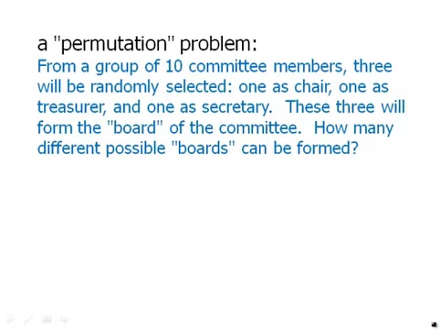So what do I mean by this? Well, think about the fundamental counting principle. We have 3 slots: chair, treasurer, secretary. For that first slot, the chairperson, there are 10 people we could pick. If we're picking randomly, any of the 10 could be the chairperson. Once we pick that chairperson, that person's out, but we have 9 people left, and so any of those 9 people could be the treasurer.